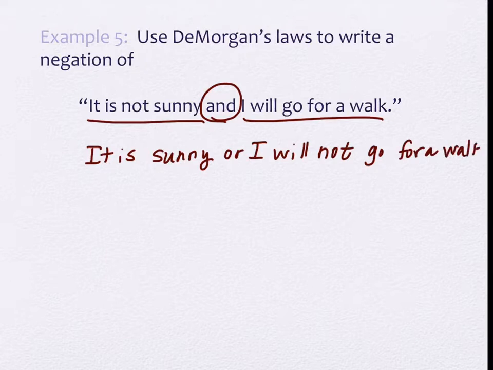Now let's actually just read those 2 statements together and see that it does in fact make sense when we talk about it being a negation. The first statement says, "It is not sunny and I will go for a walk." If it helps you to think of not sunny as cloudy, an opposite of it in your mind, that's the idea. So it's cloudy outside and I'm going for a walk.